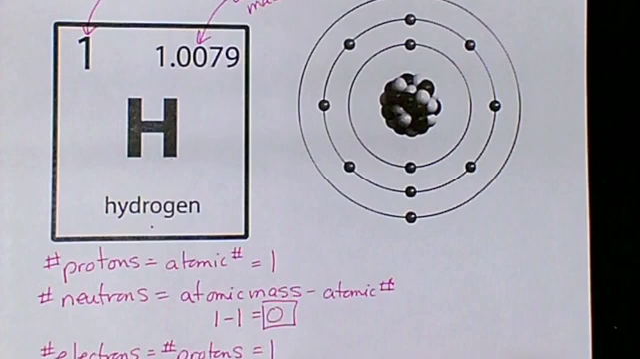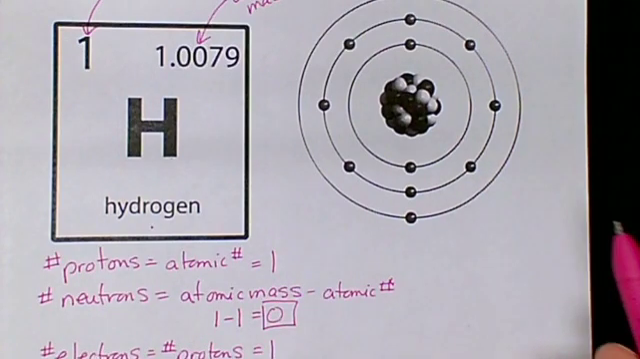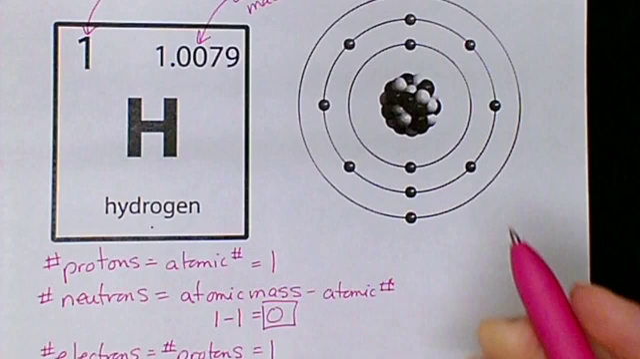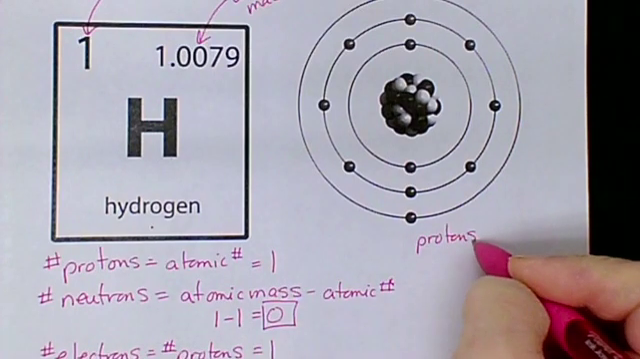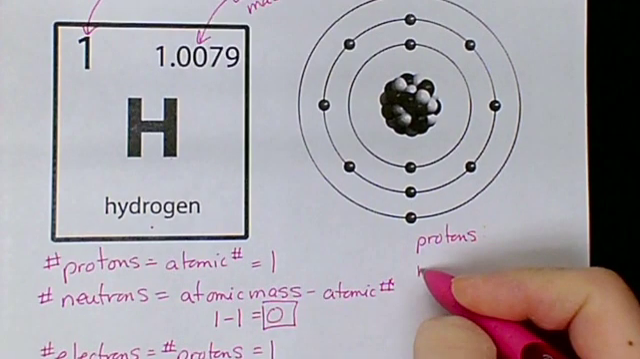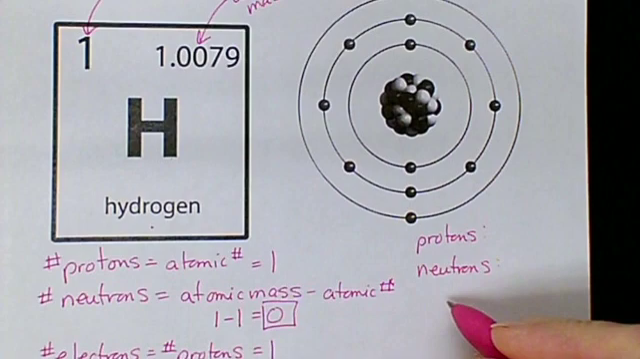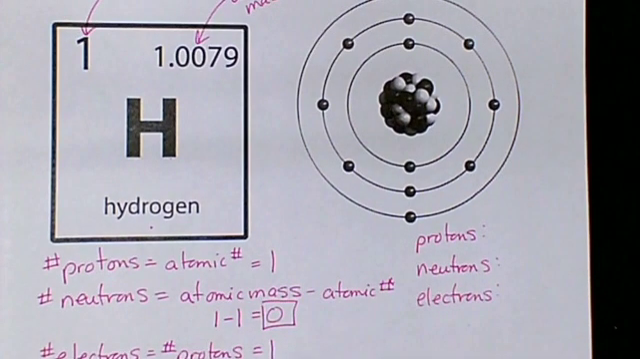Now we go over here and we just have a model of an atom. So we have to figure out, what is this atom? How many protons does it have? How many electrons? So I'm going to put protons over here, neutrons, and electrons.